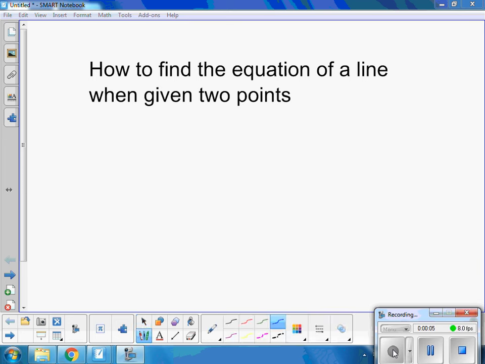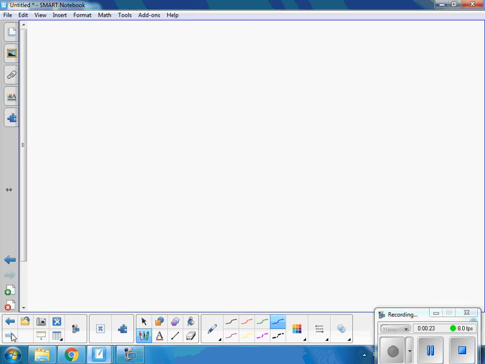We're going to practice finding equations of a line when given 2 points. So this time we don't have a graph to refer to and we don't have a table to refer to, but we can use our equation. So y equals mx plus b, m being our slope, b being our y-intercept. So let's take a look.